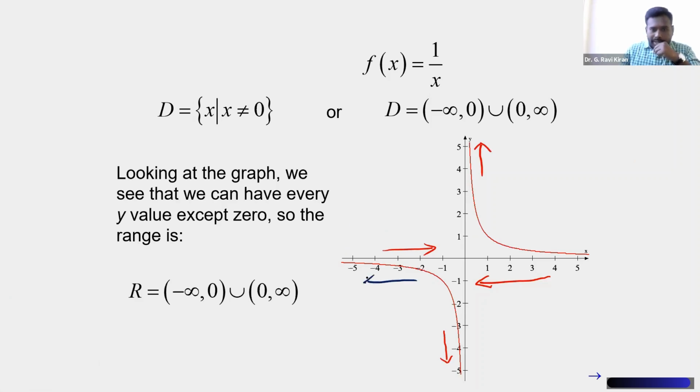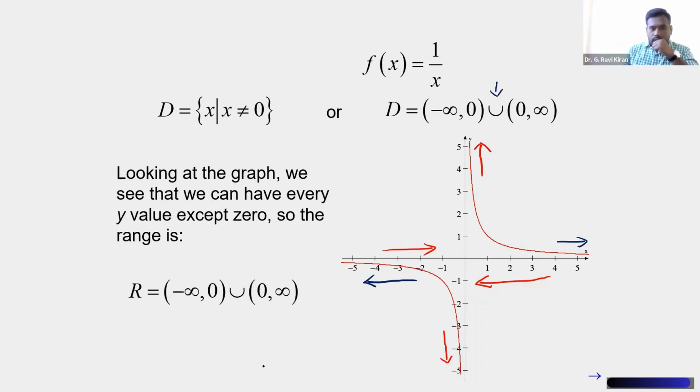When x approaches minus infinity, see, the function values are going closer to 0. And when x approaches plus infinity, in this direction, you can see again the function values are going closer to 0. That's how, as you can see, the domain is the set of all real numbers excluding 0.